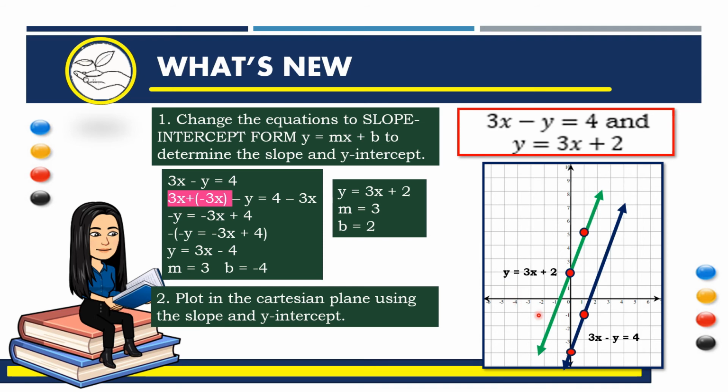So what can you say about the lines of this system? Yes. As you can see, the lines are parallel. Therefore, there is no solution in this system.